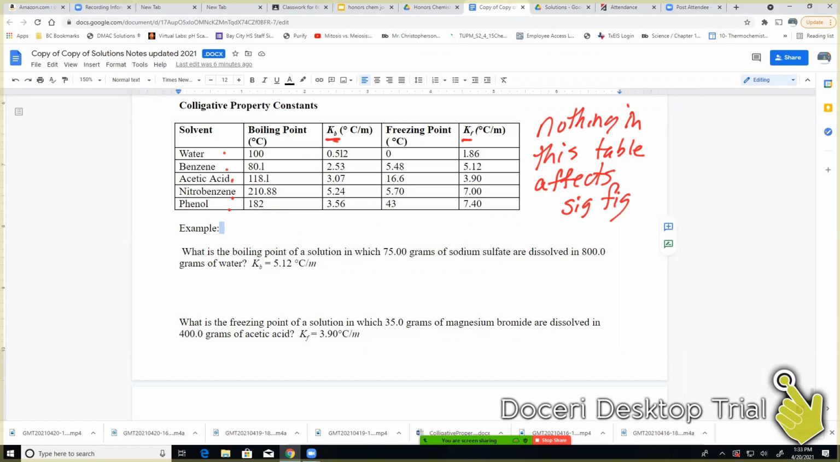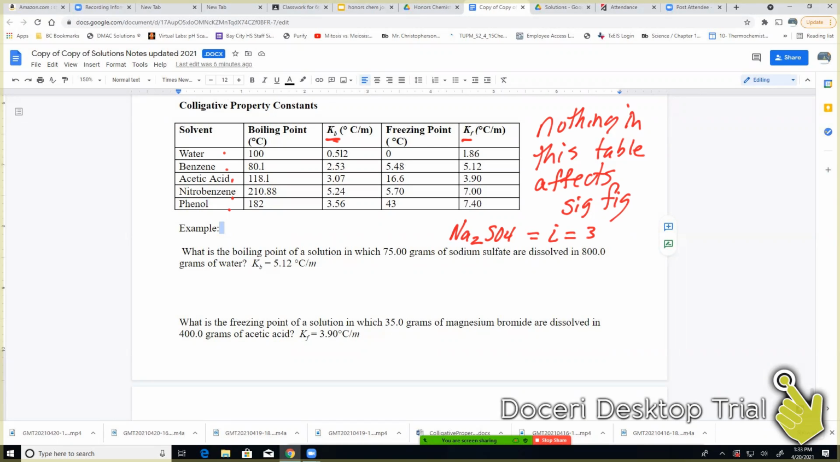along with the little bit of stoichiometry that's up earlier in your notes. So what is the boiling point of a solution in which 75 grams of sodium sulfate, there's my formula for sodium sulfate, are dissolved in 800 grams of water, and there is my KB. So I can go ahead and look at my I: 2 sodiums and 1 sulfate, so my I is going to be equal to 3.